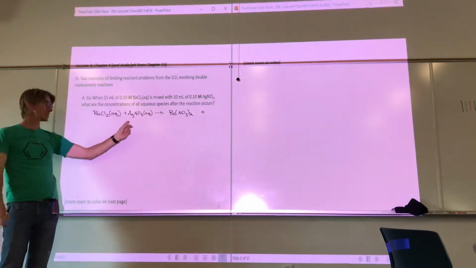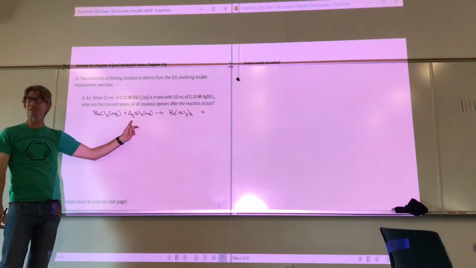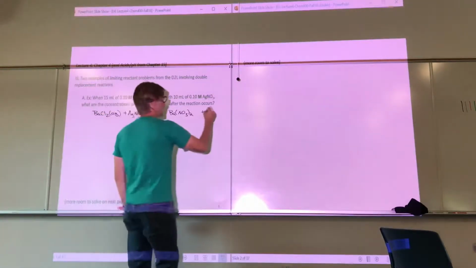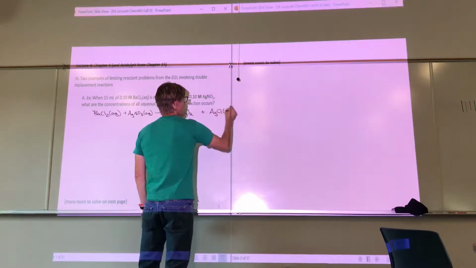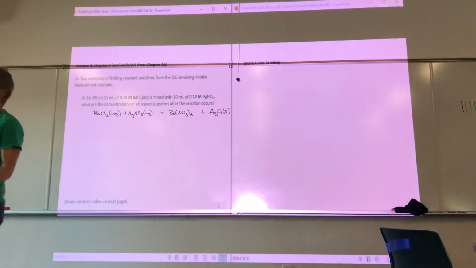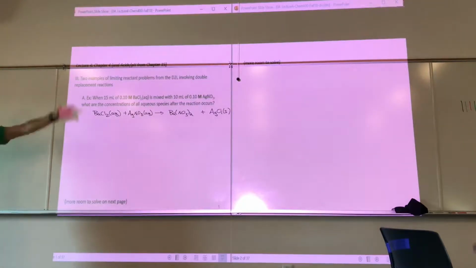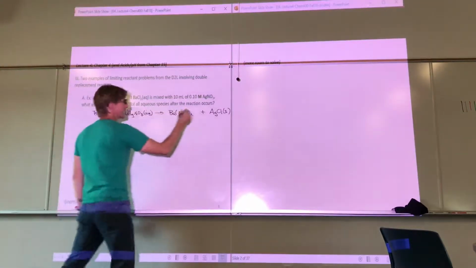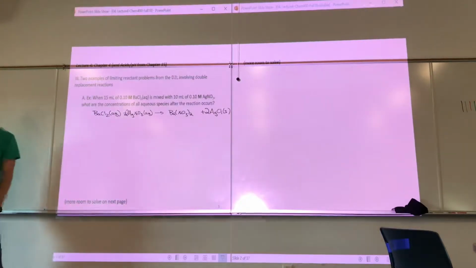Remember when you write these products that charges must balance. Silver is +1, chloride is -1, so it is silver chloride, AgCl, and that is my favorite exception to the solubility rules. It is a solid, whereas most chlorides, bromides, and iodides are soluble and therefore aqueous. It's not balanced yet. I think we need a 2 in front of the silver nitrate and a 2 in front of the silver chloride, and that should balance it. This is a double replacement reaction with a precipitate.